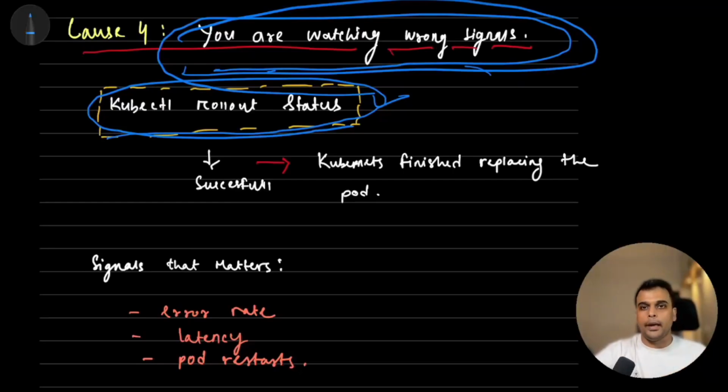So during a rollout, which signals matter the most? These are your error rates, your latency, your pod restarts, my bad. So these are the very important metrics which you should track, which cannot be tracked using kubectl rollout status.